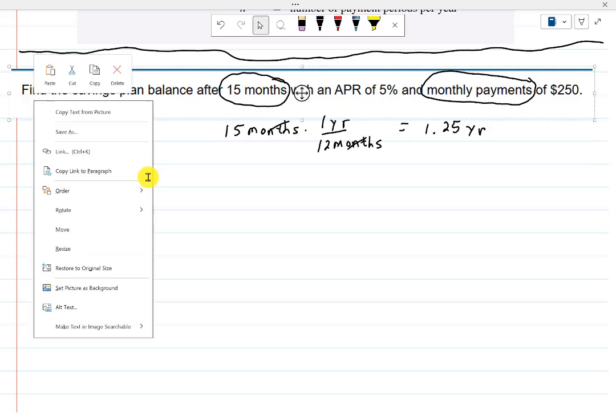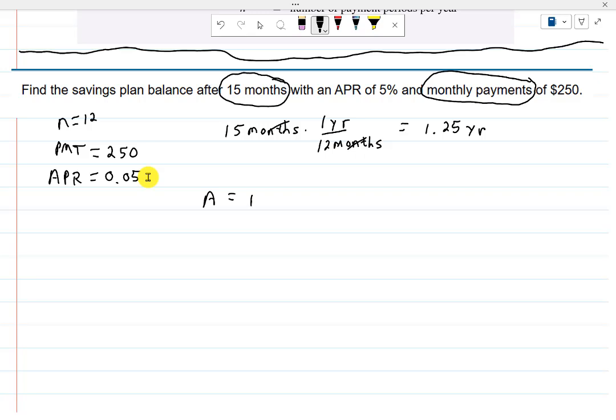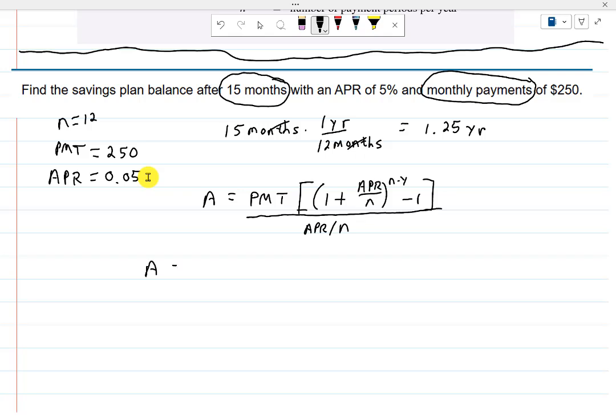Let me go ahead and write the formula out. It's PMT, then we have a bracket, which you can use regular parentheses for that. So is APR over N, and that's to the N times Y minus 1. Finish the bracket, and all of that is over APR divided by N. Now, I'm going to do this on the calculator in the following format. So I'm going to have my PMT come first, then I'll have a dot or a multiplication sign. Now my calculator doesn't have brackets, so I'm just going to use parentheses.